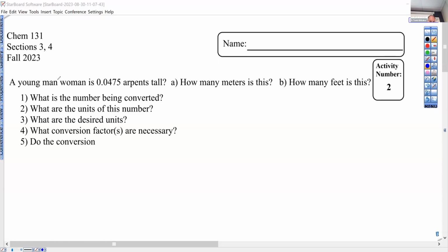Okay, we're continuing our activities here. And we're going to start sharing from software here. So we have a young, it was supposed to be a woman. I was mixing up my questions and forgot to get rid of man from the previous one. So young woman is 0.0475 Arpent.